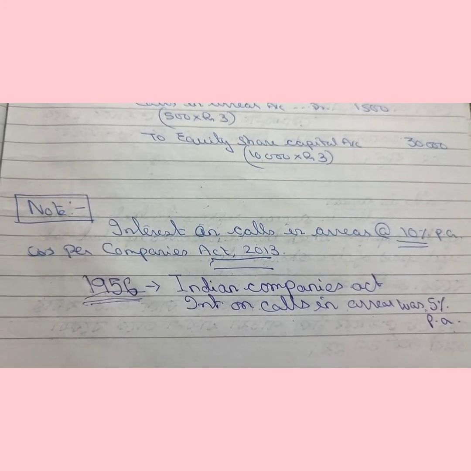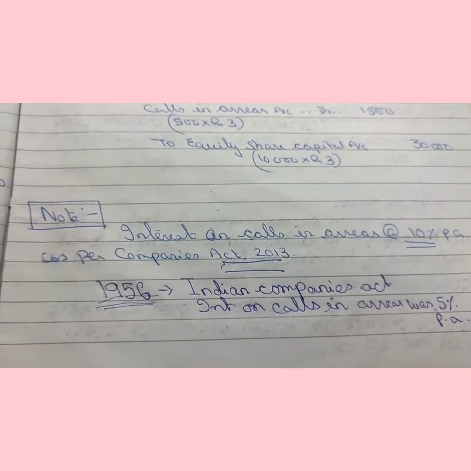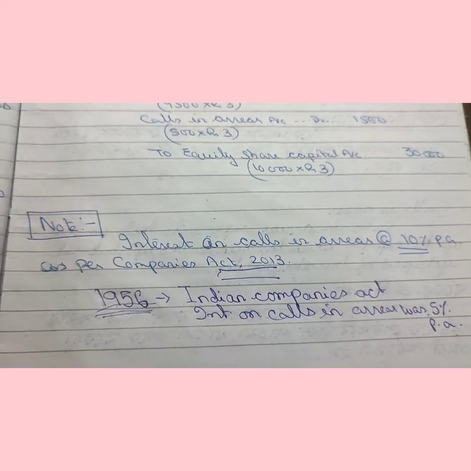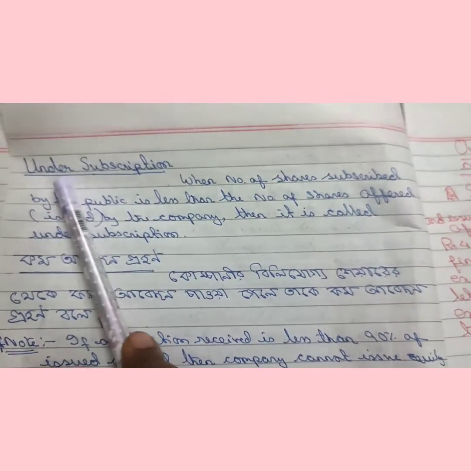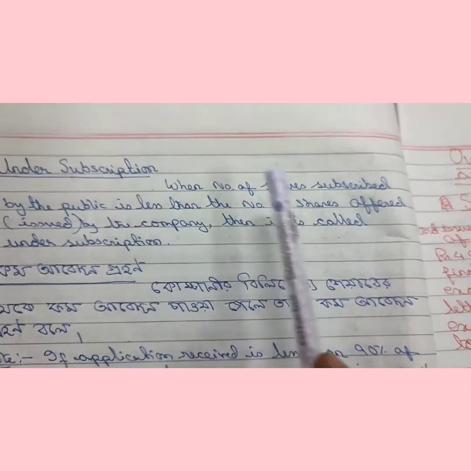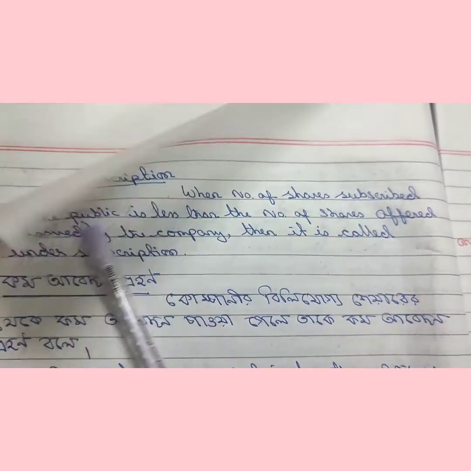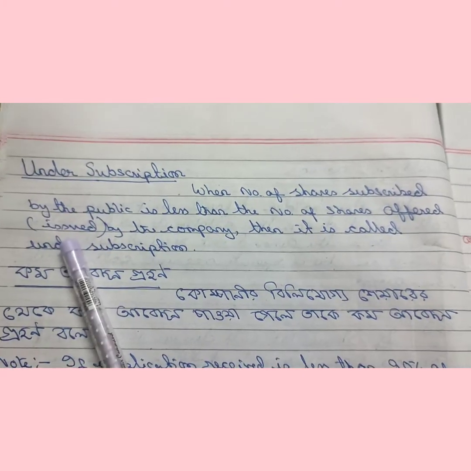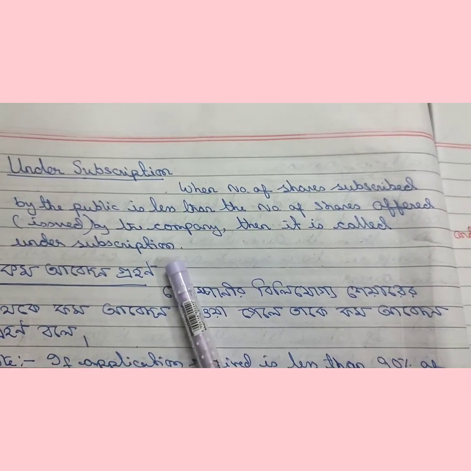So you have to remember this point very much. Now I am giving the appropriate definition for under subscription of share, over subscription of share, and calls in arrear of share. Now under subscription of share, what will be the definition? When the number of shares subscribed by the public is less than the number of shares offered or issued by the company, then it is called under subscription.